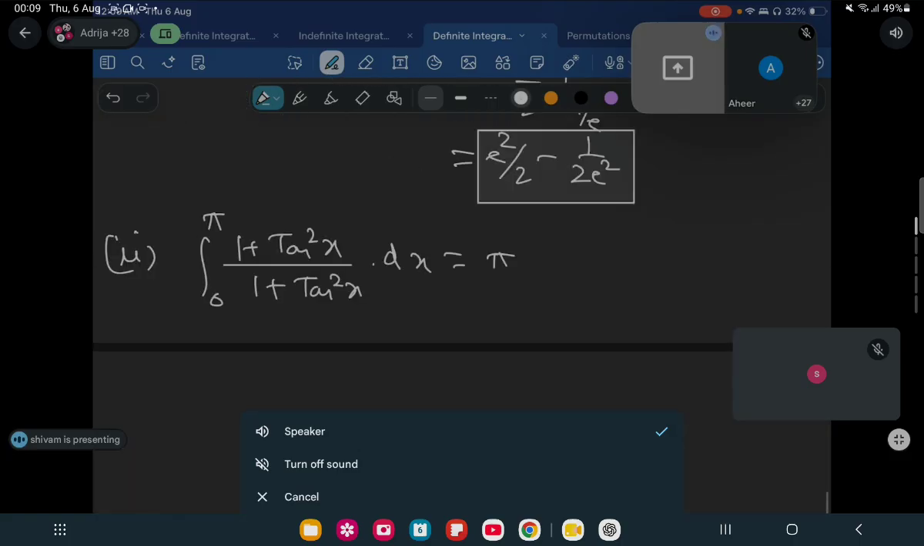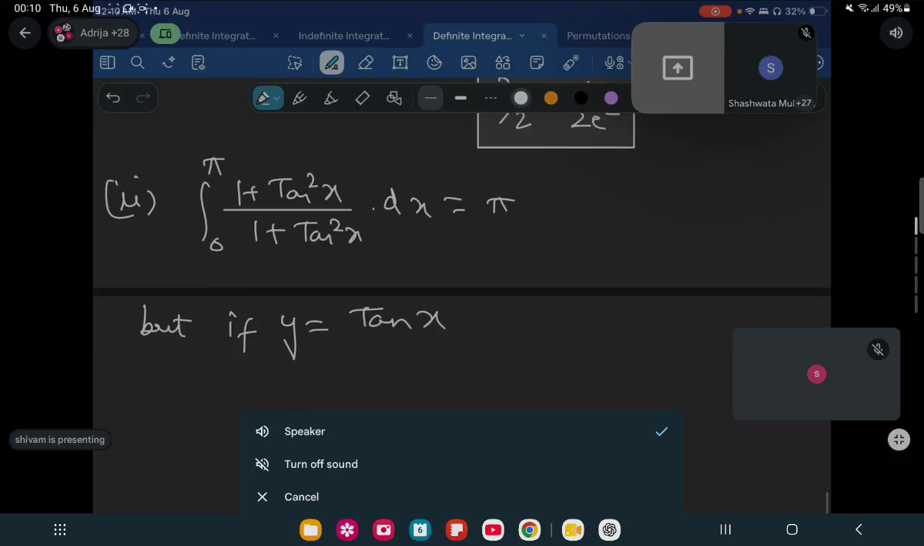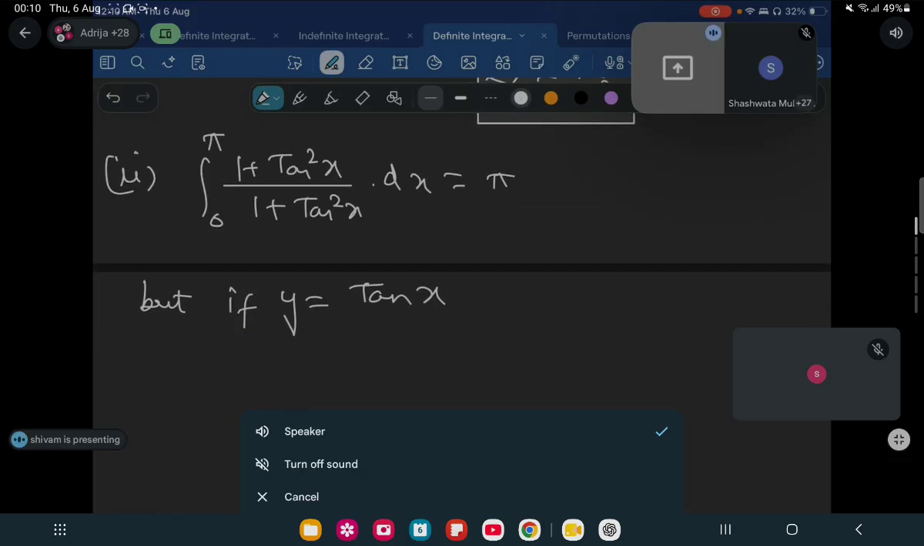But see everyone, if you take the substitution y is equal to tan x, you tell me everyone, between 0 to pi, is tan x bijective? Tell me. No, sir. Tan x is not bijective, right? Between 0 to pi.